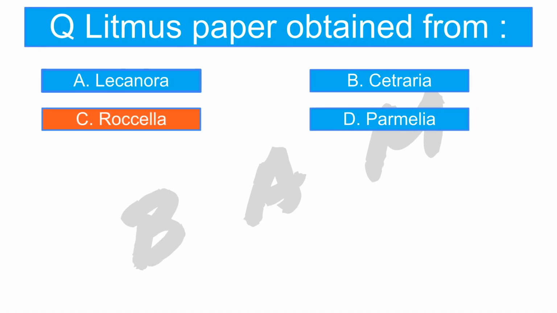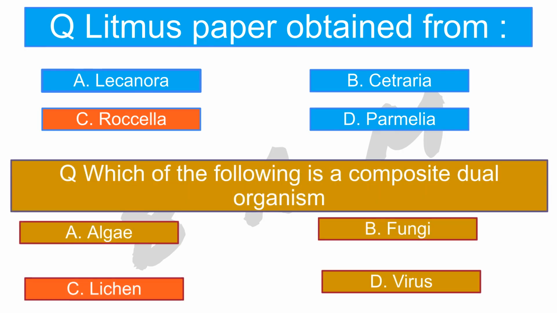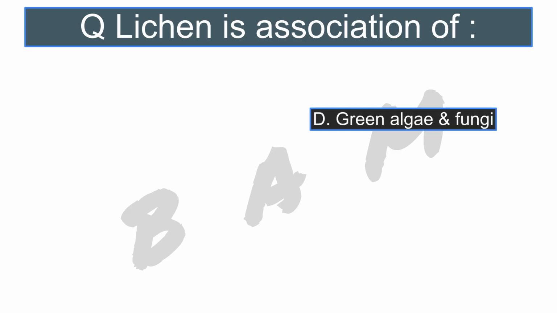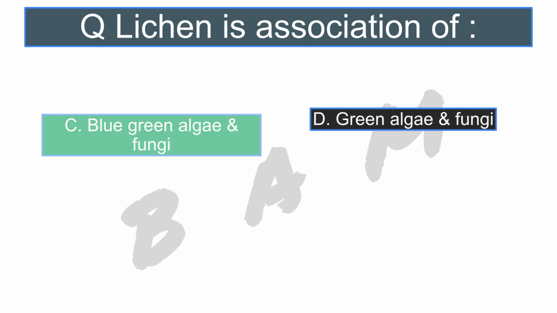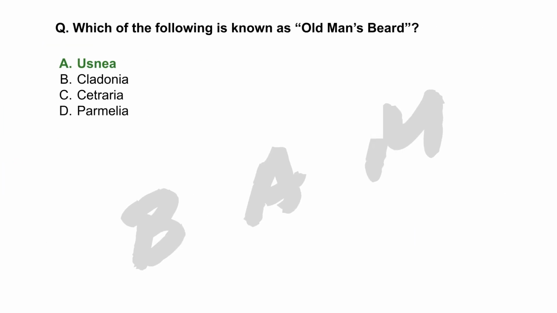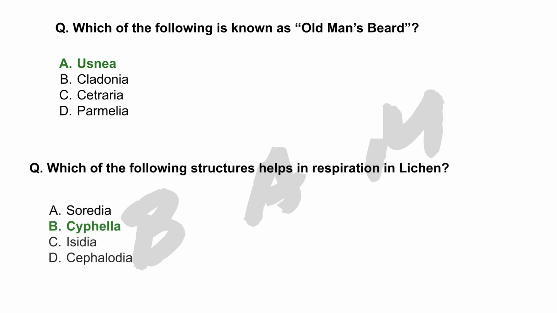The composite dual organism refers to lichen, which is made of both algae and fungi. Lichen is an association of green algae and fungi. The question mentions blue-green algae and fungi, which is also a type of lichen. Parmelia is used to cure epilepsy. Which of the following is known as old man's beard? The answer is Usnea. The structure that helps in respiration in lichen is cyphella.